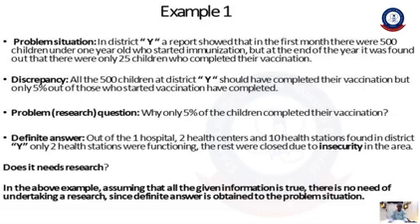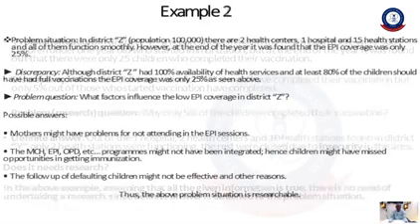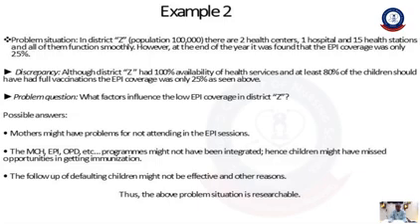We'll look at the second example. Problem situation. In a district Z, with a population of about 100,000, there are 2 health centers, 1 hospital and 15 health stations, and all of them function smoothly. However, at the end of the year, it was found that the EPI coverage was only 25%. EPI means expanded immunization program. The coverage was about 25%.